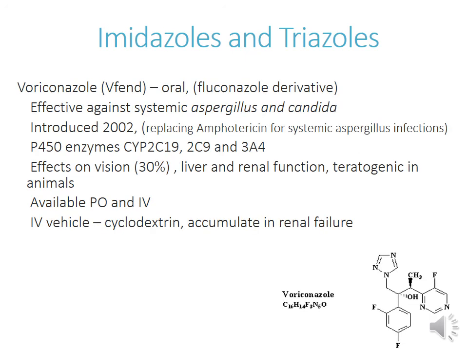We have voriconazole, which is a fluconazole derivative. This one's kind of interesting in that, again, you see a lot of significant CYP interactions here, not just 3A4, but also things like 2C9. So that can be important for things like warfarin metabolism.